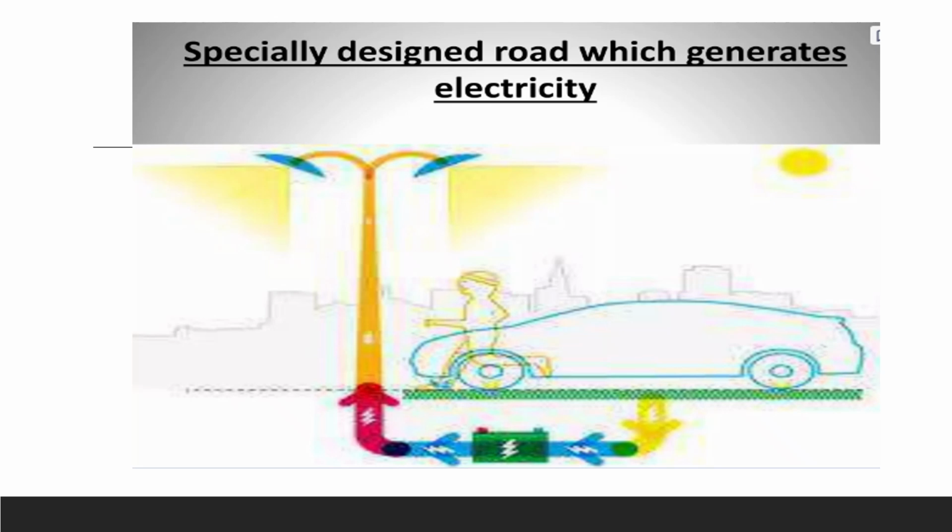Then a specially designed road which can generate electricity. So car traveling, walking, and everything. So we can lay this down here, which can be pressurized when the wheel rolls on it. Okay, so you can have the pressure, and from that you can have electricity. So you can have the street light from that.